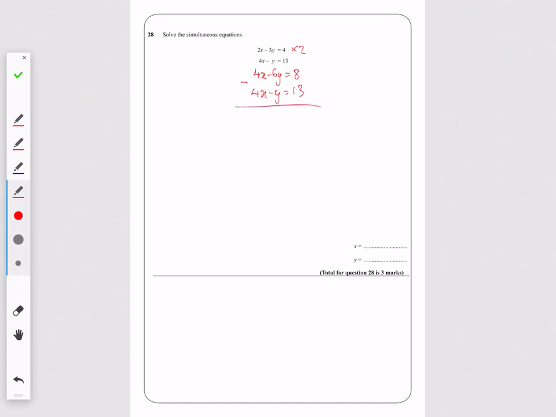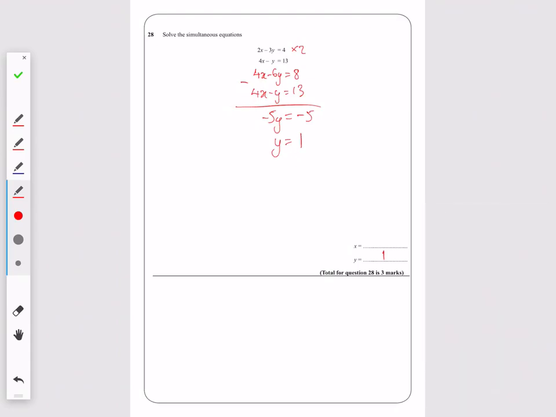4x take 4x is nothing. That was the whole point of doing it. Minus 6y's take away minus y is like minus 6 add y. So that gives me minus 5y's. And 8 take 13 will give me minus 5. So minus 5 divided by minus 5 is plus 1. So y must be plus 1.